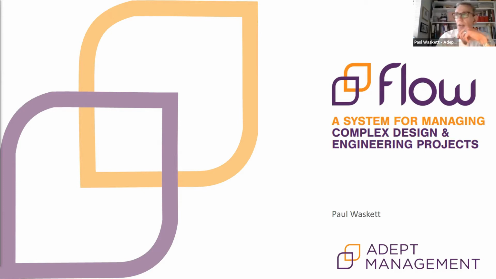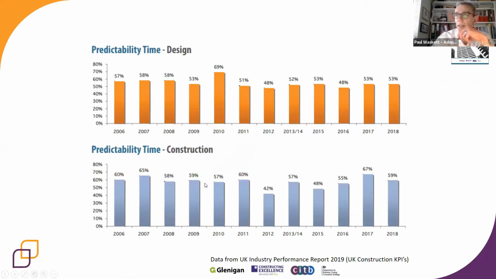Let's just start by looking at the challenge. Here are UK industry charts for the predictability of delivery to time of both design and construction over the years. There's obviously a relationship between design and construction. If we're not delivering to time in design, we're unlikely to in construction, or there'll certainly be an impact there.